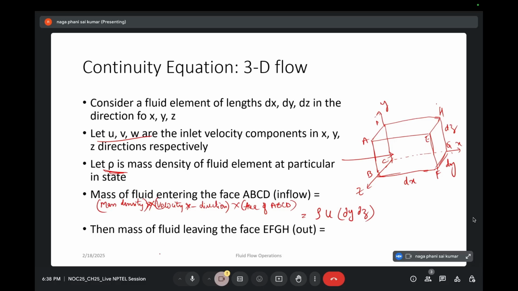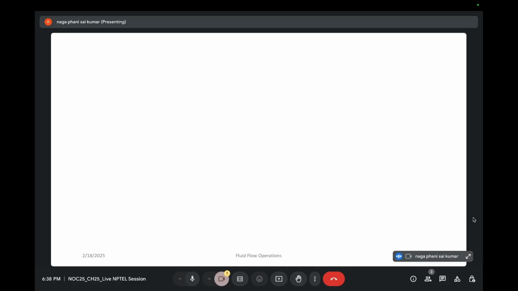Okay, and then similarly, mass of fluid leaving the face EFGH will be equal to rho U into del Y del Z, along with this, we'll also be having a small fraction. Okay, because if it's an unsteady state, obviously there will be some other extra fluid that is being exiting, right? So that is a fractional amount of fluid that is being exiting the fluid stream.